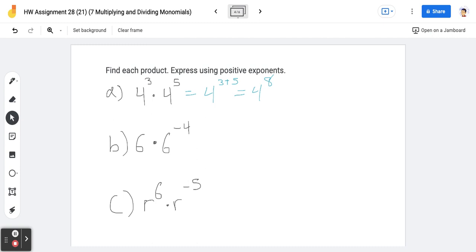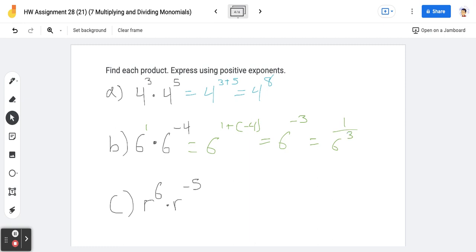Second one, 6 times 6 to the power of negative 4. Be careful with this because you could get tricked. 6 does have an exponent. We just don't see it. And the exponent that 6 is raised to is a 1. So that means it's going to be 6 to the power of 1 plus negative 4, which is going to be 6 to the negative 3rd. And I want to express it using a positive exponent. So that's going to be 1 over 6 to the 3rd.